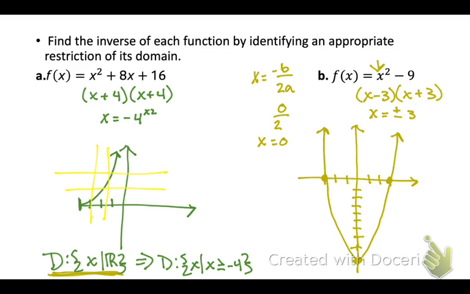So what's our value? This one was -4. What's our value going to be on this one? 3. What's our vertex? Where's the middle? 0. So it's going to be x such that x is greater than or less than 0? Greater than. So greater than or equal to 0. So that means I got to get rid of what? The left side.